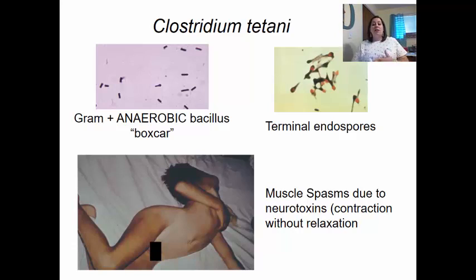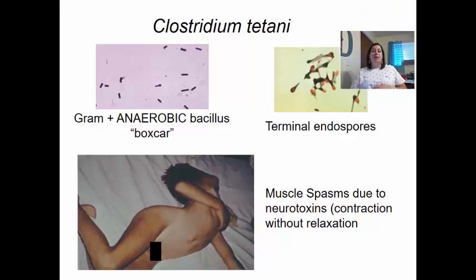Now this is going to cause major muscle spasms due to the neurotoxins. It causes a contraction without relaxation, and some of these contractions can be so severe that they can even break the bones that the muscles are attached to.